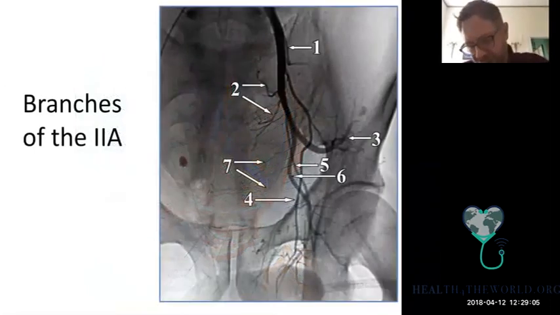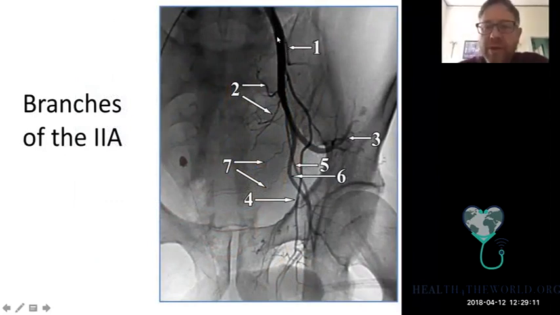These are the main branches angiographically. This is the internal iliac artery here, and we have a posterior division, which is very easily identified because of the superior gluteal artery that has its characteristic sweep. Other easily seen ones are the Iliolumbar, which is the first branch off the posterior division, and then the lateral sacrals here.